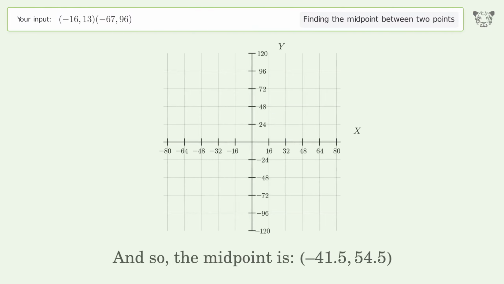And so, the midpoint is negative 41.5, 54.5.